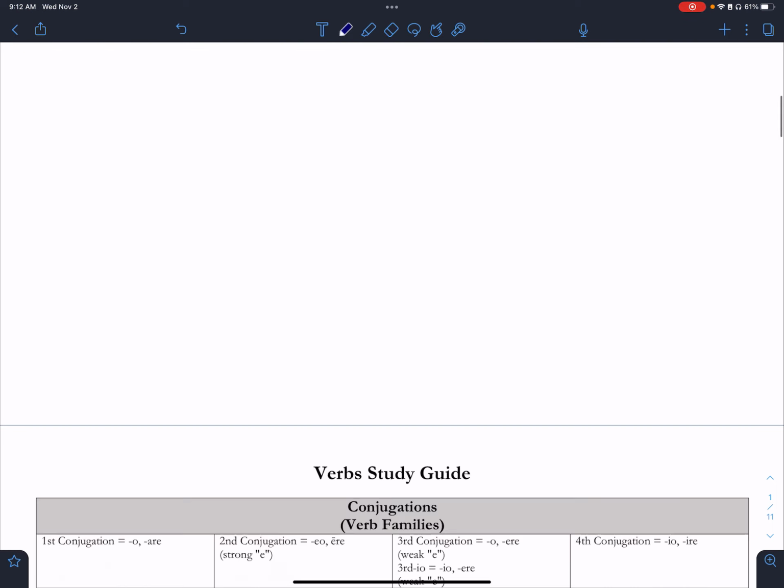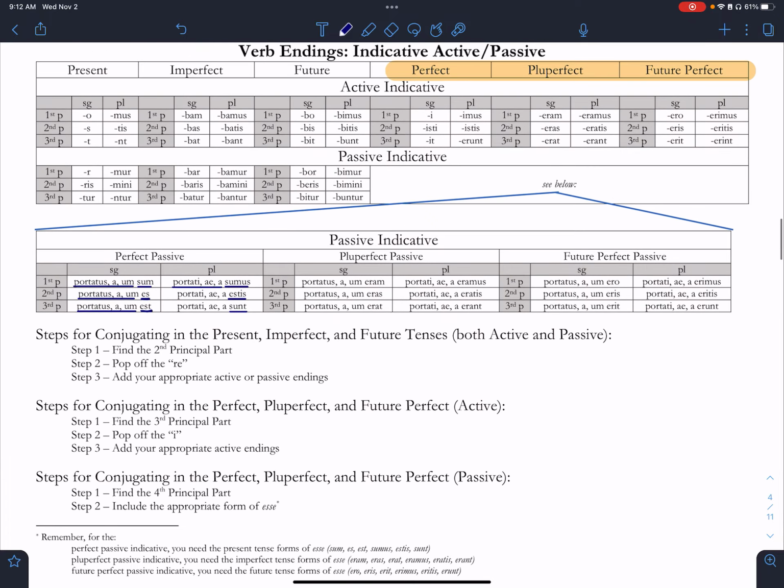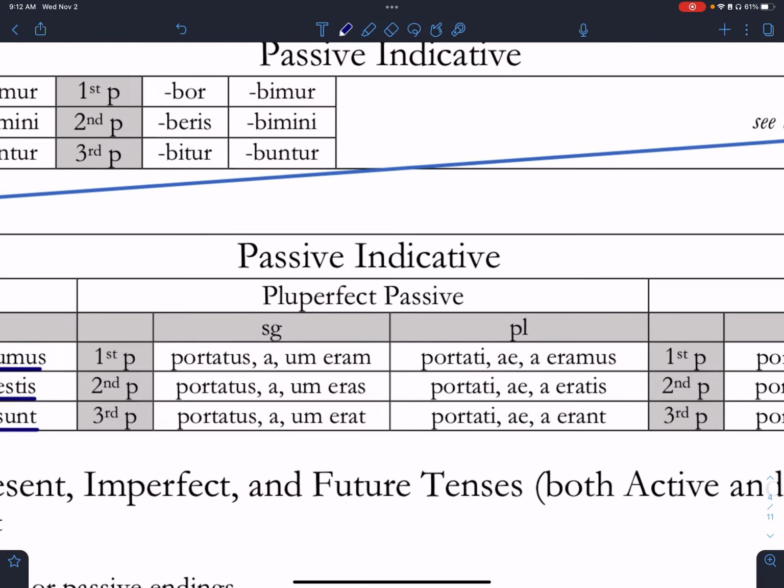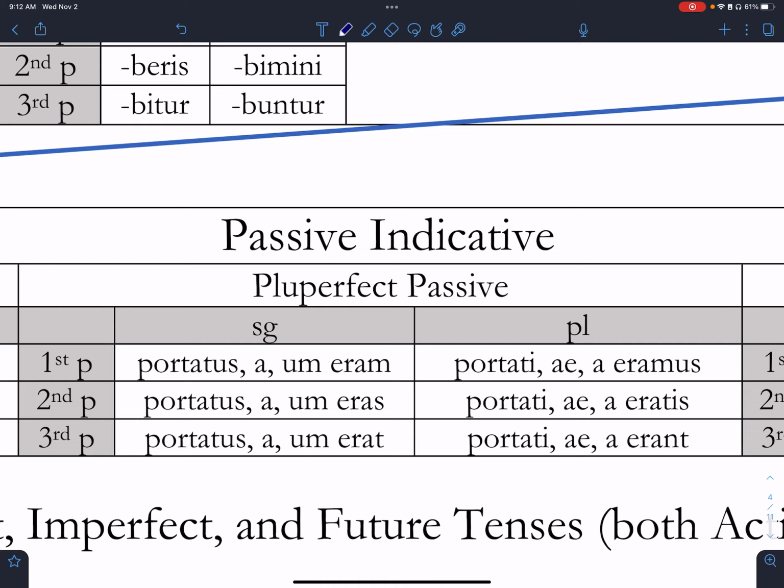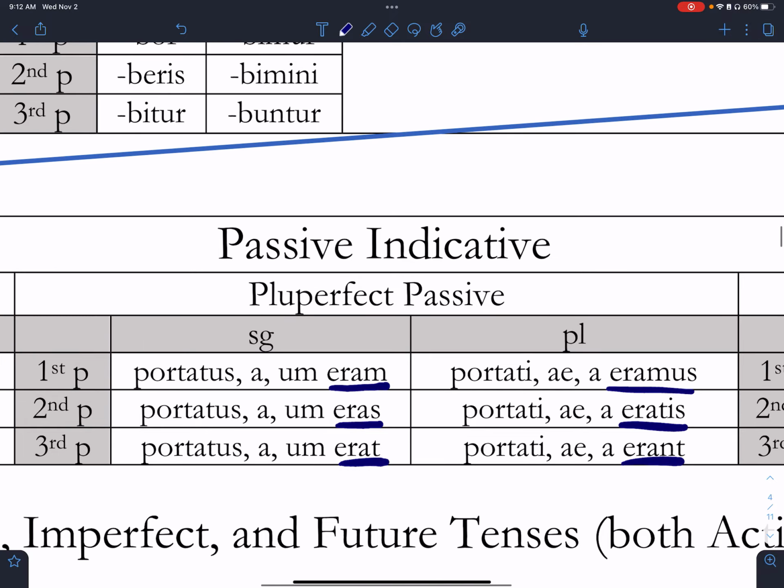Now let's talk about the next one. The pluperfect passive. All right, similar formula. It's just the fourth principal part, with our adjective endings, plus eram, eras, erat, eramus, eratis, and erant. So it's just the imperfect forms of sum, esse, fui, futurus. So let's write that formula down.